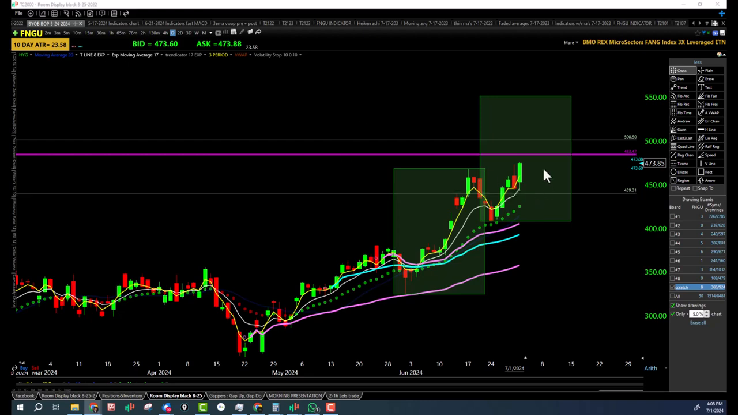There's FNGU, new 2-year high today. New 2-year high closing, still in an uptrend, obviously, if it's putting in the new 2-year high.